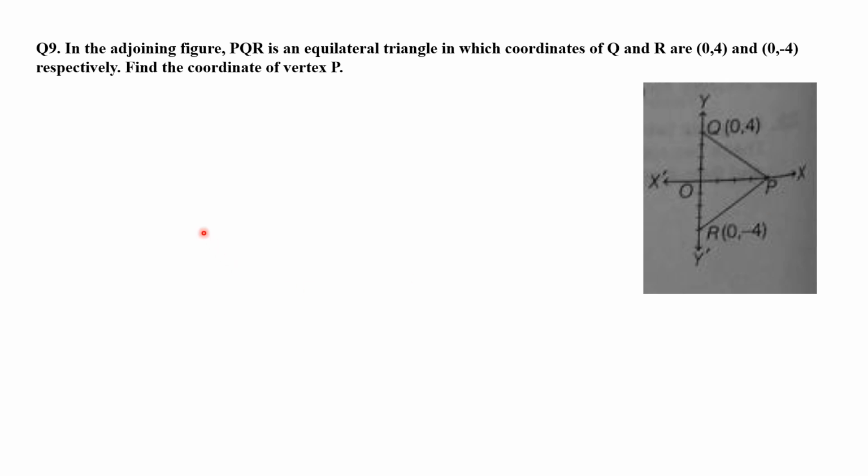So let's do it. So here if you see, OQ is 4 units and OR is also 4 units. So the measure of QR is 4 units. Sorry, 8 units. 4 plus 4, 8. Then the measure of PQ will also be 8 units because it is an equilateral triangle. And if I take the right angle triangle POQ, I can use the Pythagoras theorem, my PQ square will be equal to OQ square plus OP square. Now our aim is to find the measure of OP, isn't it?